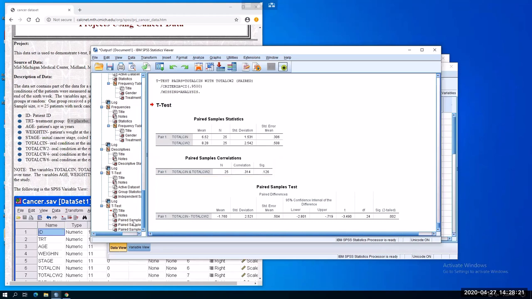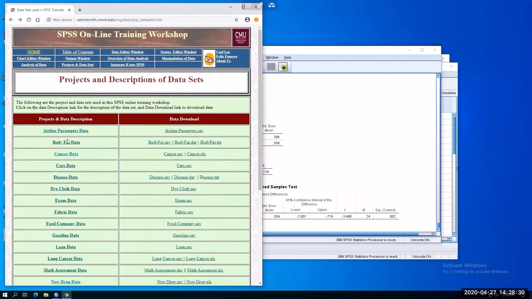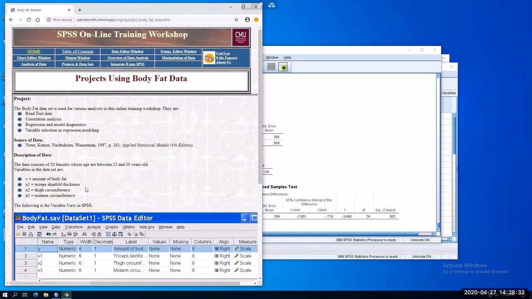Okay. Let's try one more thing. Let's try another body fat data. Yeah, use that one. So we're testing 20 females, ages 25 to 30, and we have amount of body fat, and we want to correlate it, to do a regression actually, to some other things.